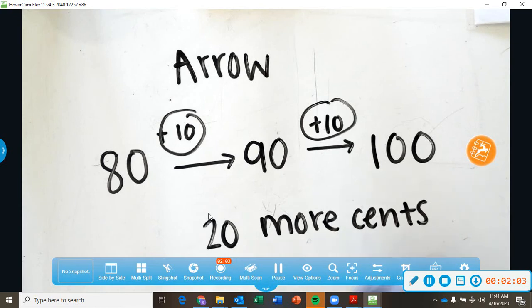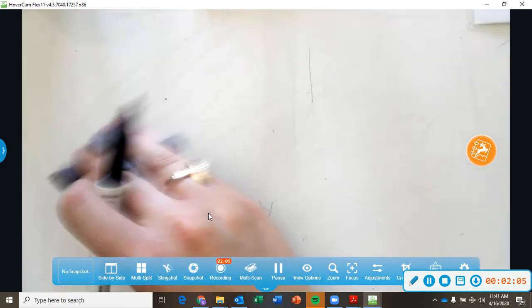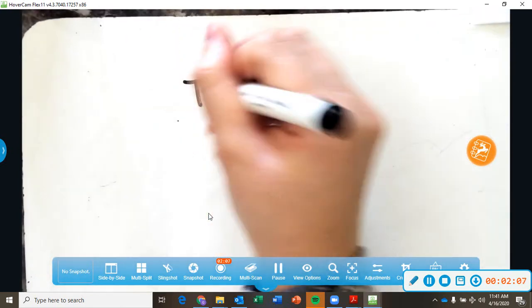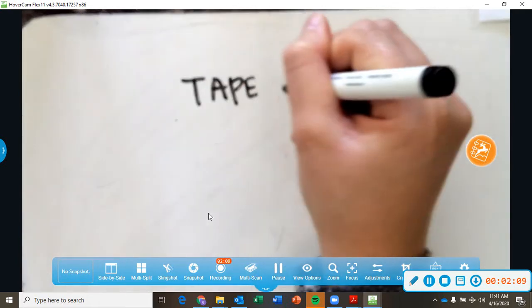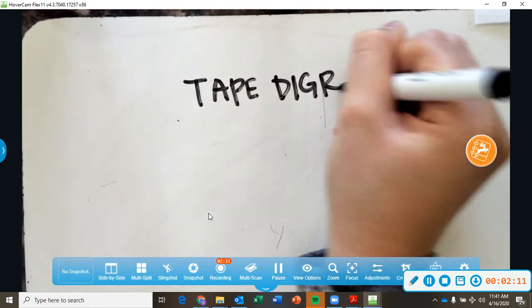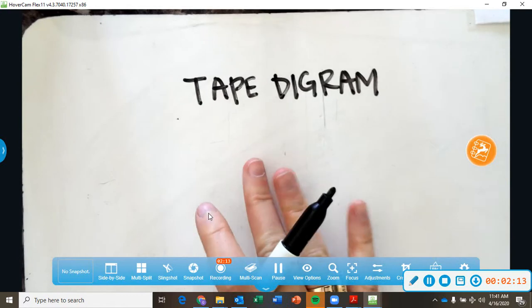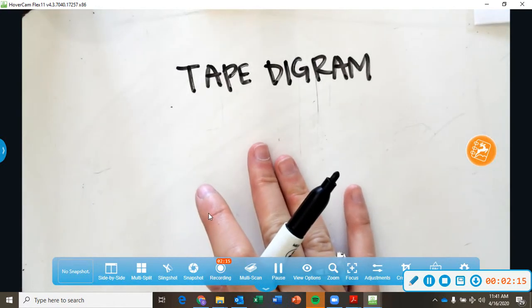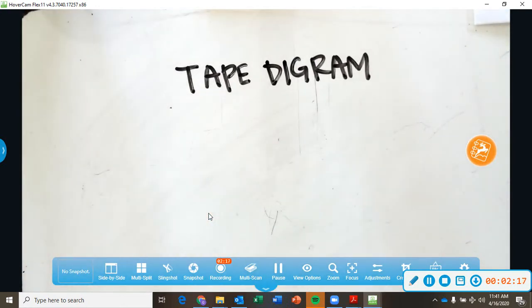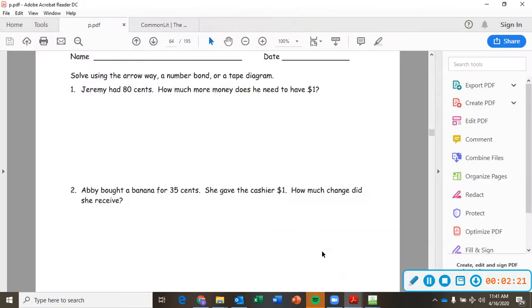The next way I'm going to show you is the tape diagram. This one they will use a lot in 3rd grade, so I suggest really becoming familiar with this one. It's just going to help them have a smooth transition into next year. I think this is the one that they use the most. So number 2, it says Abby bought a banana for 35 cents. She gave the cashier $1. Okay, how much change did she receive?